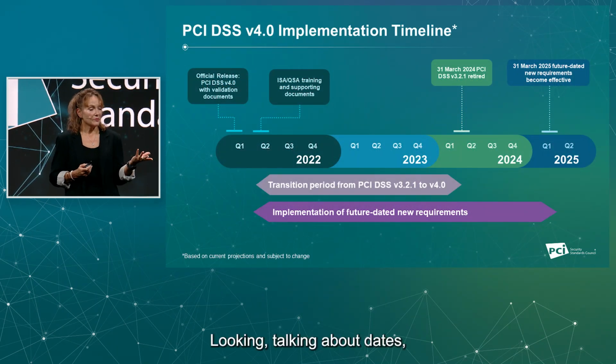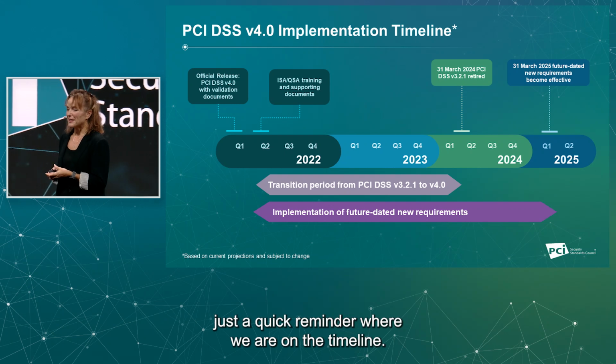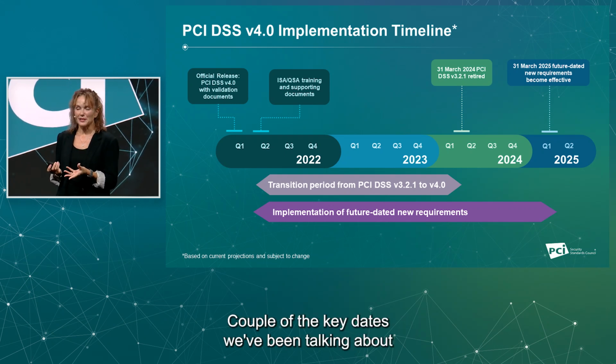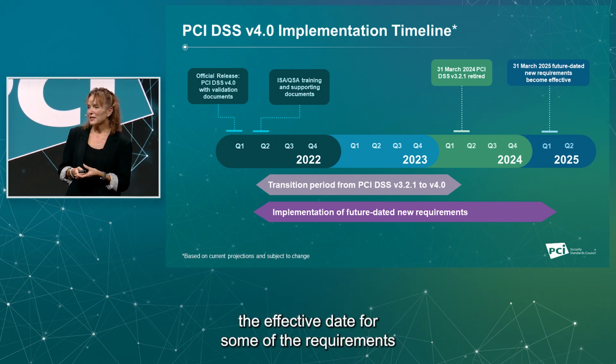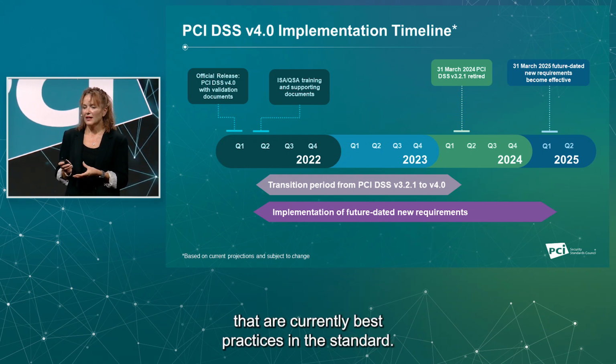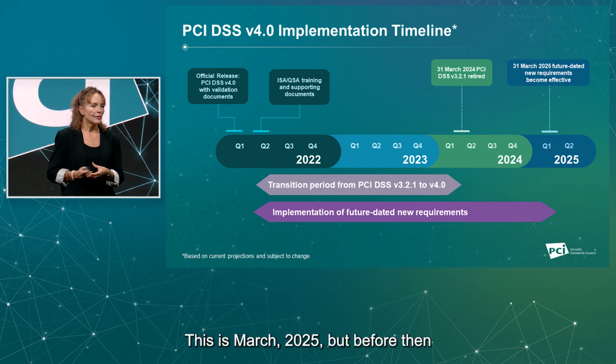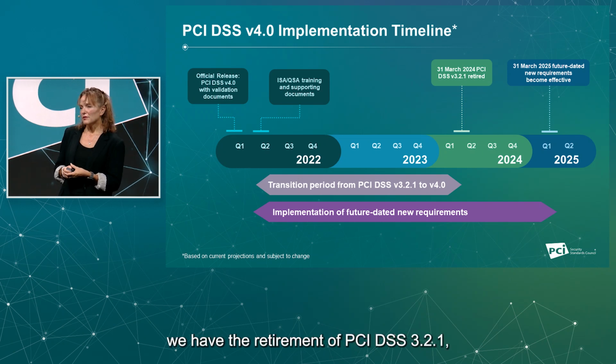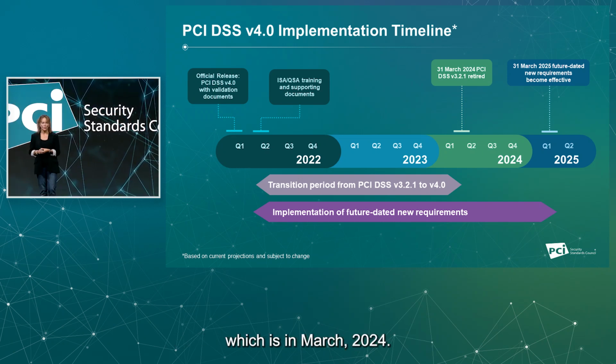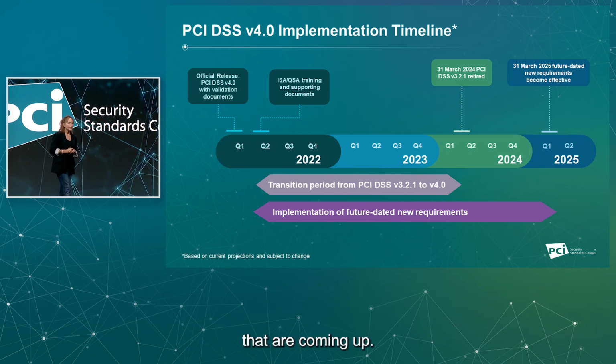Talking about dates, just a quick reminder where we are on the timeline. A couple of the key dates we've been talking about so far today are the effective date for some of the requirements that are currently best practices in the standard. This is March 2025, but before then, we have the retirement of PCI DSS 3.2.1, which is in March 2024. So these are the two most important dates that are coming up.